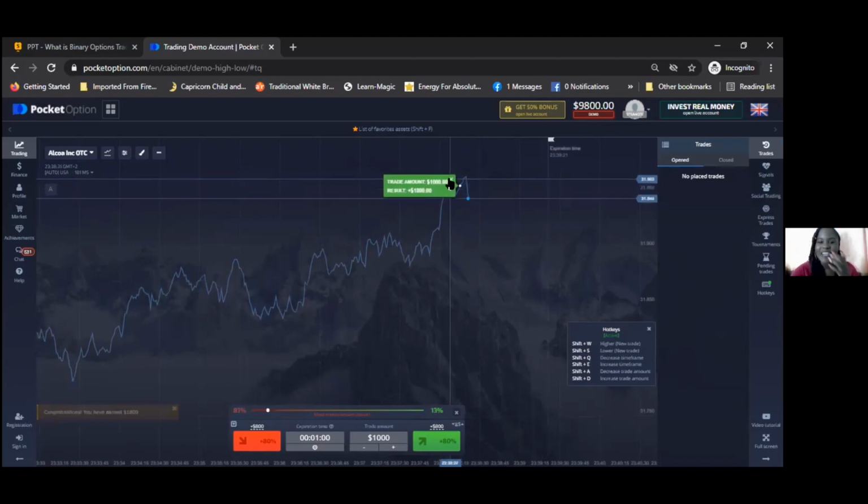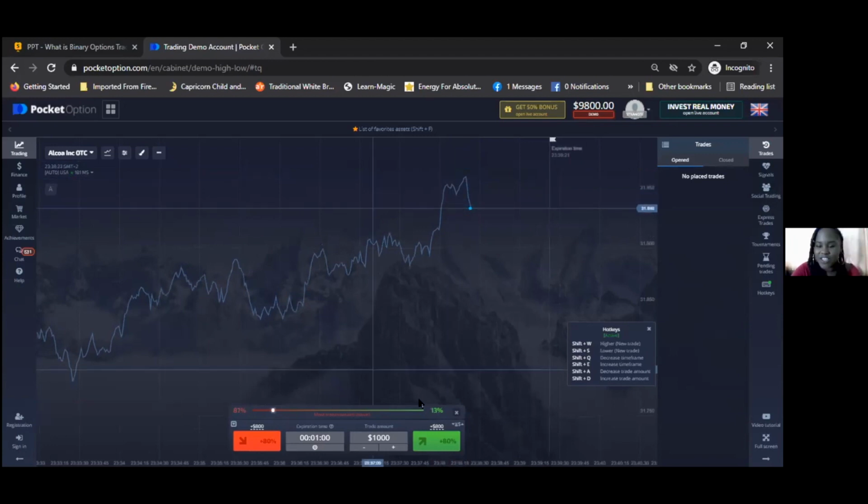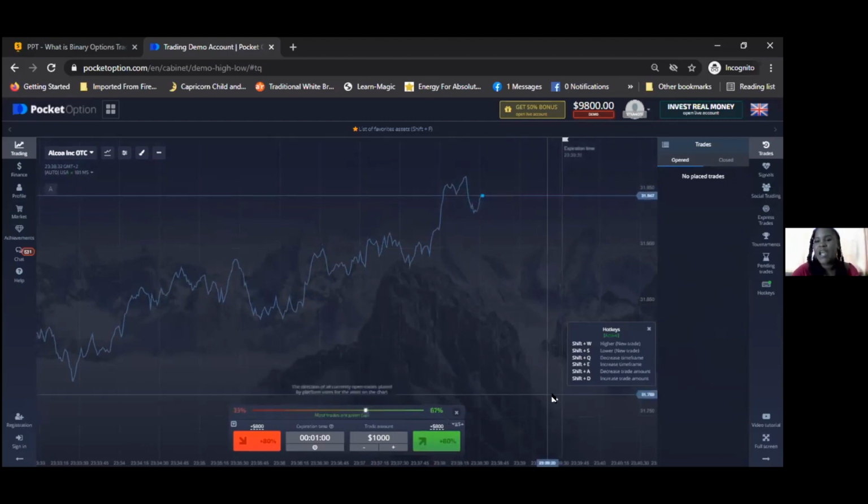So I just won back $1,800. The payout was 80%, and the trade amount was $1,000. So 80% of 1,000 is 800. I got back $1,800, guys. That is funny.